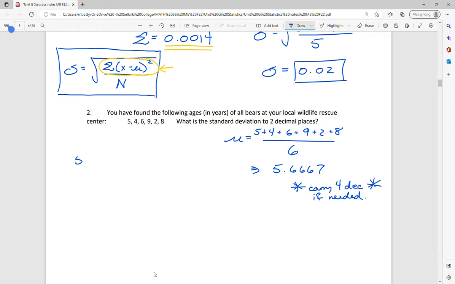So I like doing most of the calculations chart-wise. So I list the data down the side. I start by figuring out how far each of the data points are from that average. And so I did this on my calculator. I take 5 minus 5.6667, and just bear with me as I copy these into the video here.